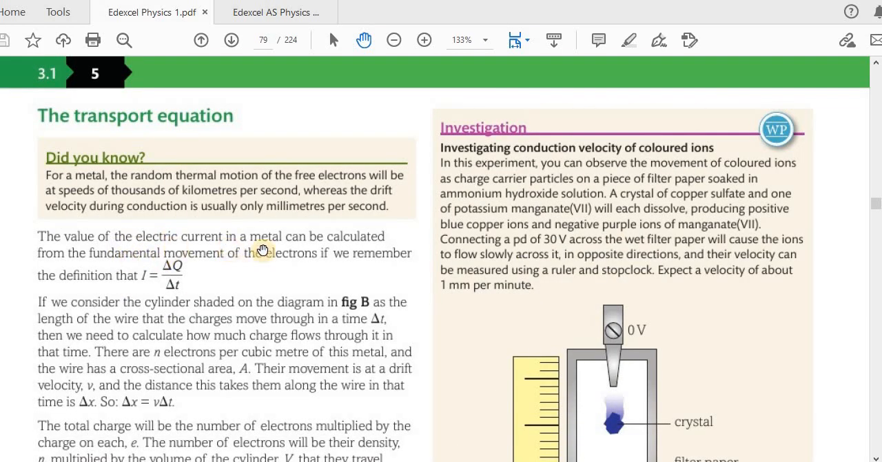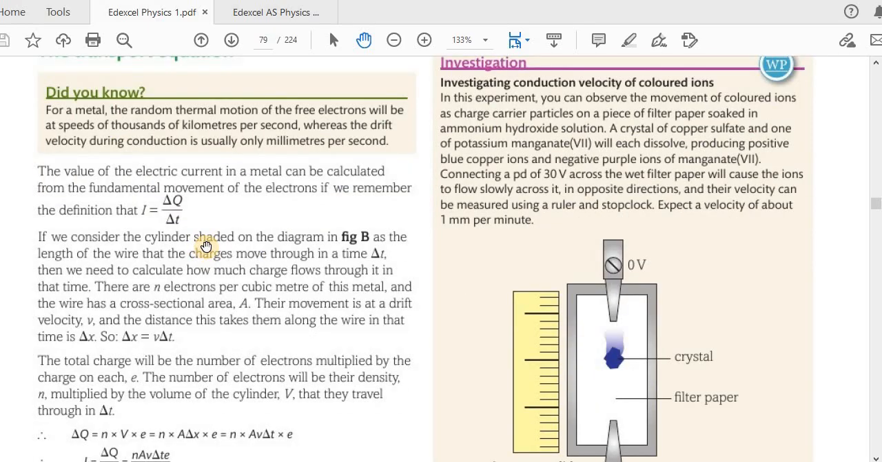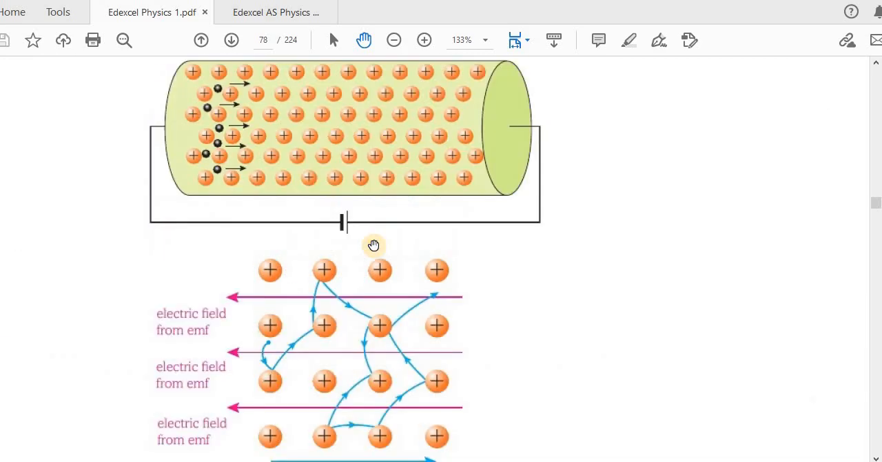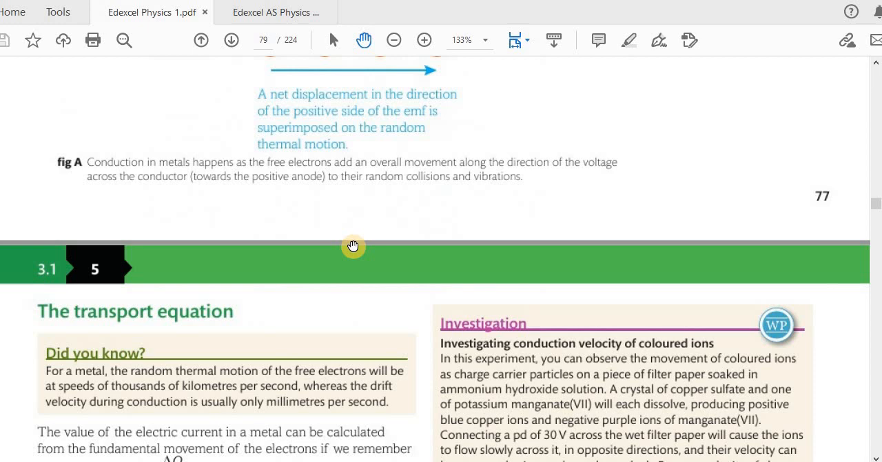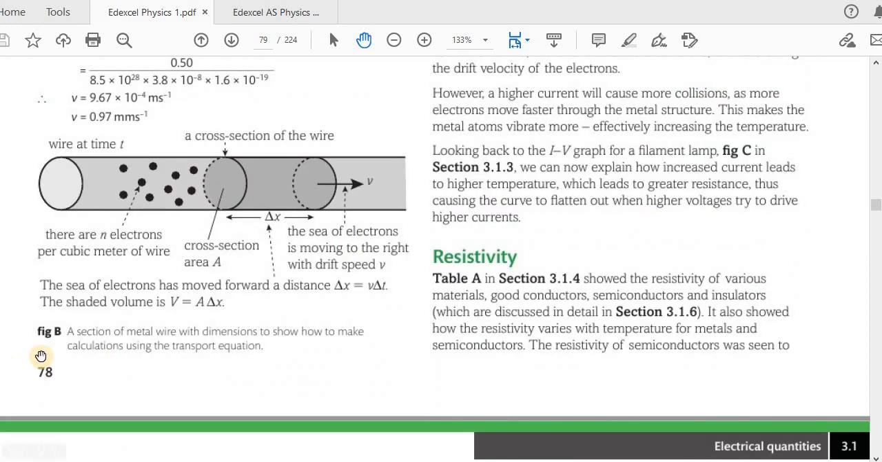The value of the electric current in a metal can be calculated from the fundamental movement of electrons. If we remember the definition, I equals Q over t. Current is the rate of flow of charge. If we consider the cylinder shaded on the diagram in figure B, so figure B is this one, a section of a metal wire with dimensions to show how to make calculations using the transport equation.